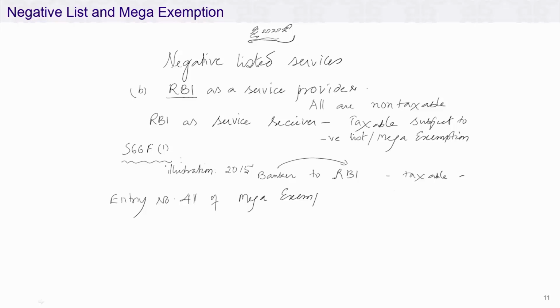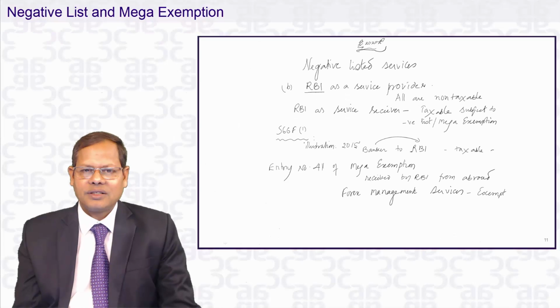So under entry number 41 of mega exemption, services received by RBI from abroad, outside India, with regard to forex management services. So if it receives any forex management related services from abroad, from outside India, it is exempt. Suppose it is not exempt, it is under reverse charge, it has to pay.